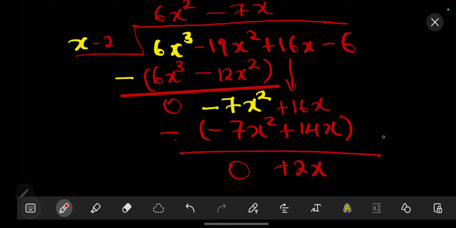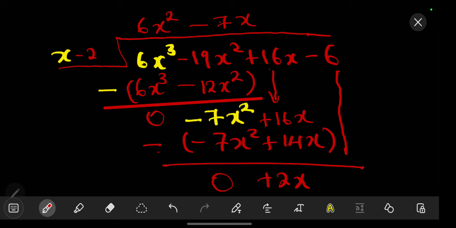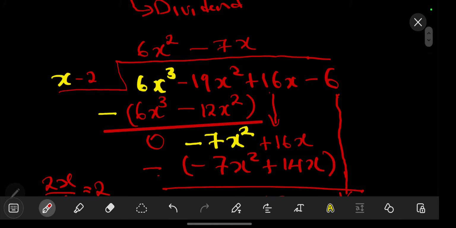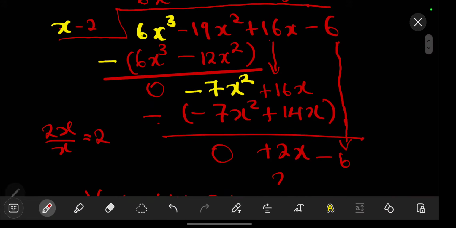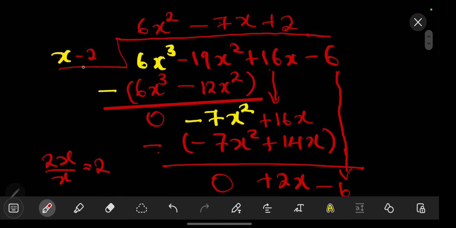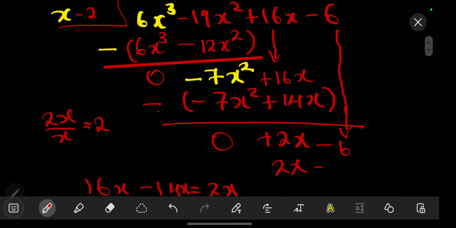From here, drop the next number, which is our 6. So we have a minus 6 there. Then from there, what we are going to do is get this value and divide it by x. So we are going to have our 2x divided by x. We are going to get a 2. So we are going to put our positive 2 there. Then from there, we are going to multiply 2 times x. This will give us a 2x. Then we have our 2 times negative 2. This will give us a negative 4 like that.